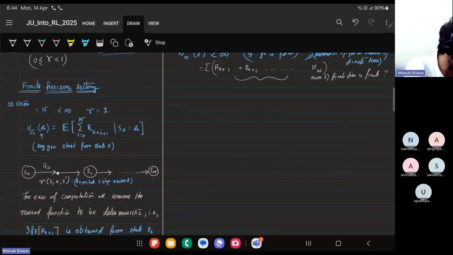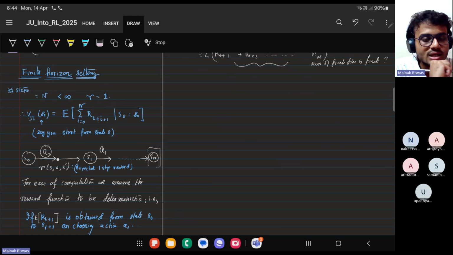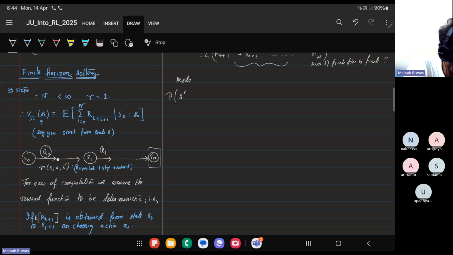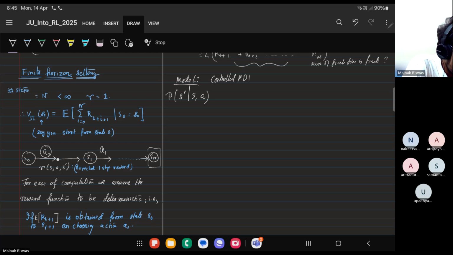So now let us describe this setting in particular, that is the finite horizon setting. You start from say S0. You go to S1 by taking an action A0. Then you take an action A1, I go to S2 and so on until you reach the terminal state. This is your terminal state. Throughout today's presentation, we will assume an MDP where the model is this. It is just to simplify stuff. So this is called a controlled MDP, I'll tell you why, or a controlled Markov chain.